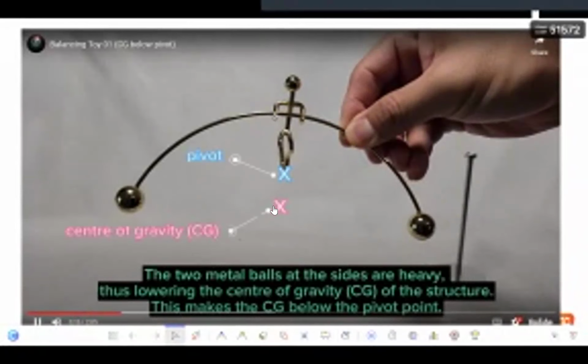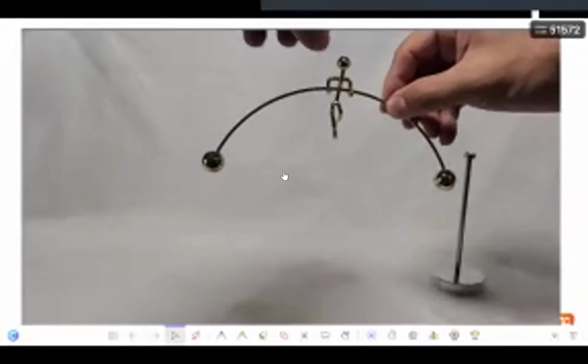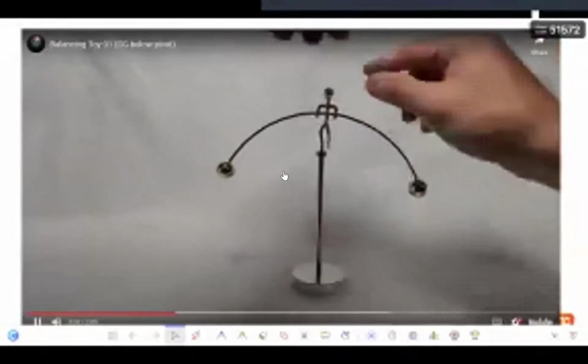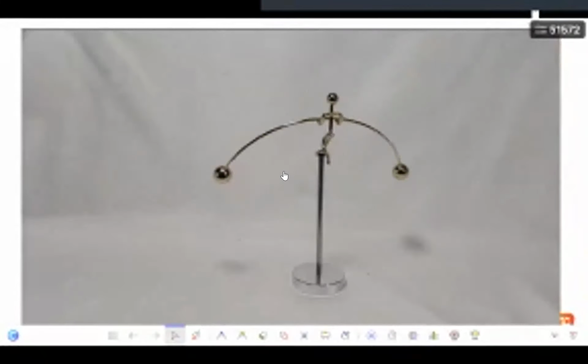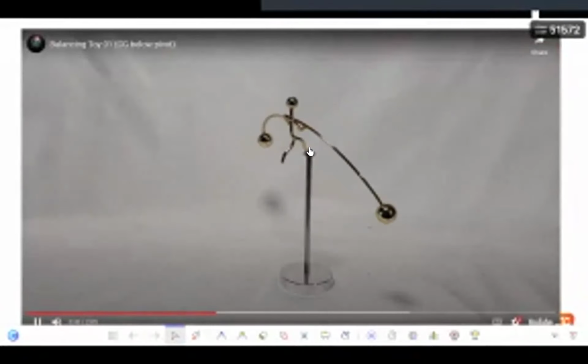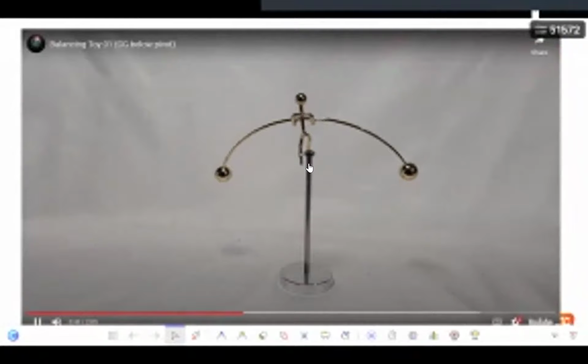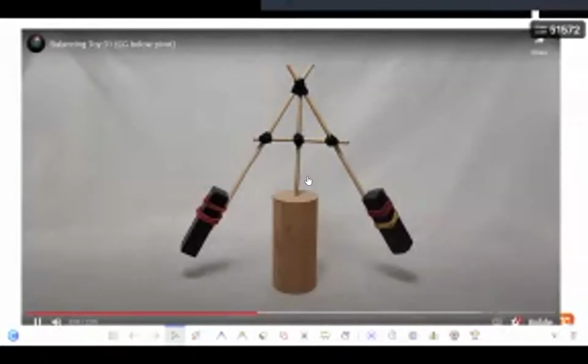Okay, so these two balls are heavy, that lowers the center of gravity. This is my pivot, the one we are balanced about. No matter how you turn and flip, it will always balance because it will always turn until the center of gravity is directly below this foot.